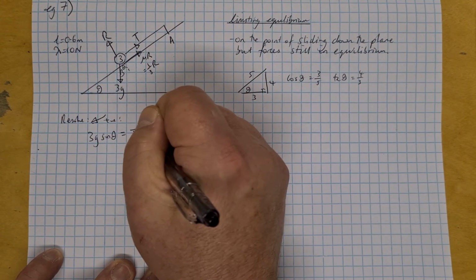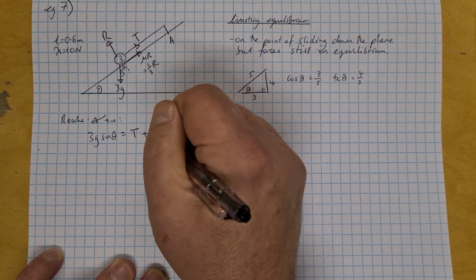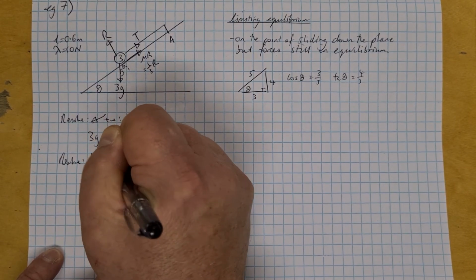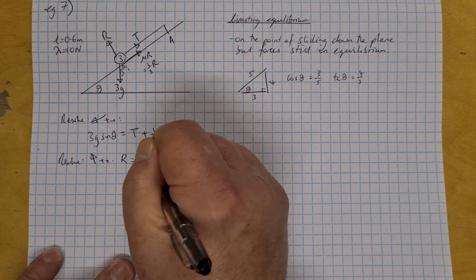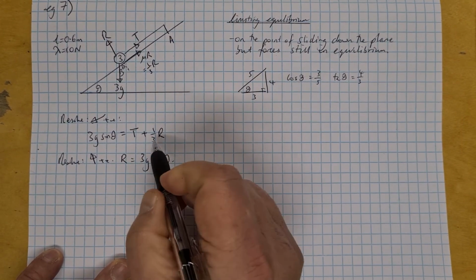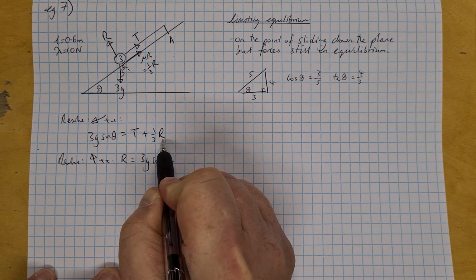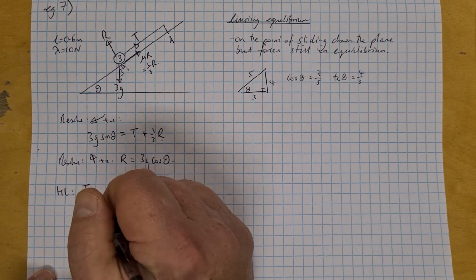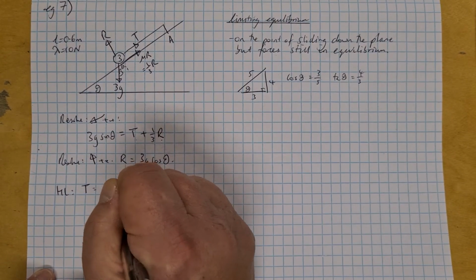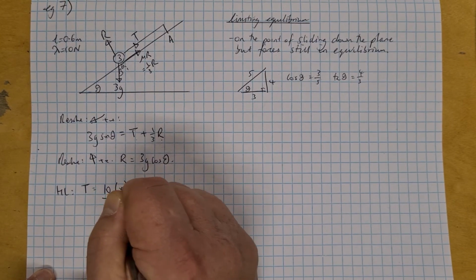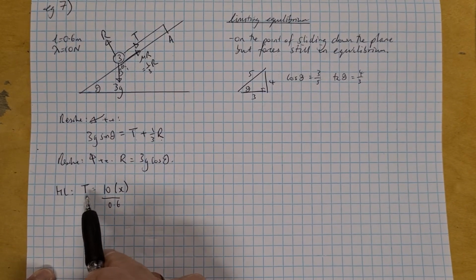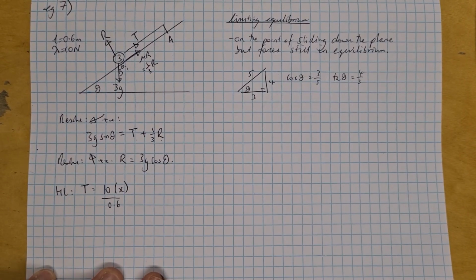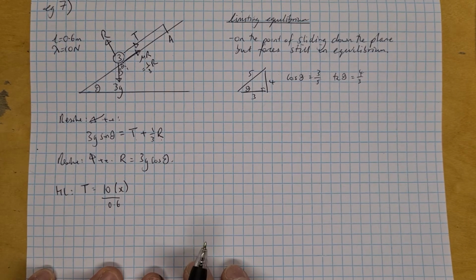is going to equal the tension in the string plus mu R, which is 1/3 of R. If we resolve at right angles to the plane, we've got that R is going to equal 3g cos theta. So that replaces R straight away. And then finally, using Hooke's law, we know that the tension in the string is going to equal lambda, which is 10, times x over the natural length of 0.6. So we replace T here with T there, we replace R, and we'll be able to find out the extension in the string straight away.